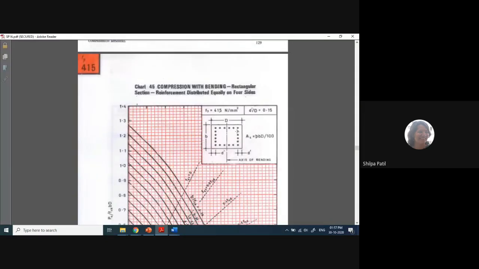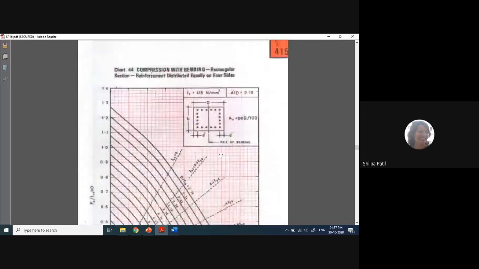So there is no graph available for d dash by D ratio of 0.125. So what do we have to do? We have to consider the two charts corresponding to the different d dash by D ratios, and we will interpolate our value for those ratios. My value is 0.125, which lies between 0.10 and 0.15.